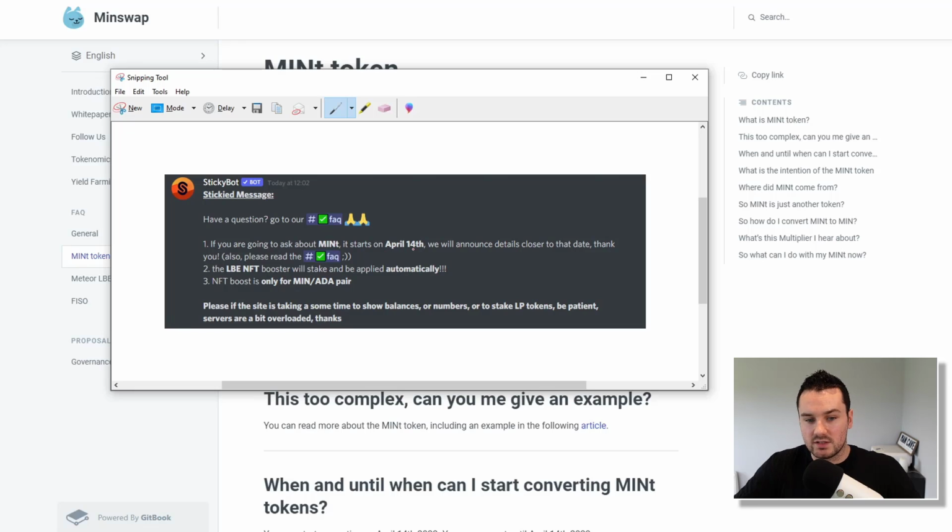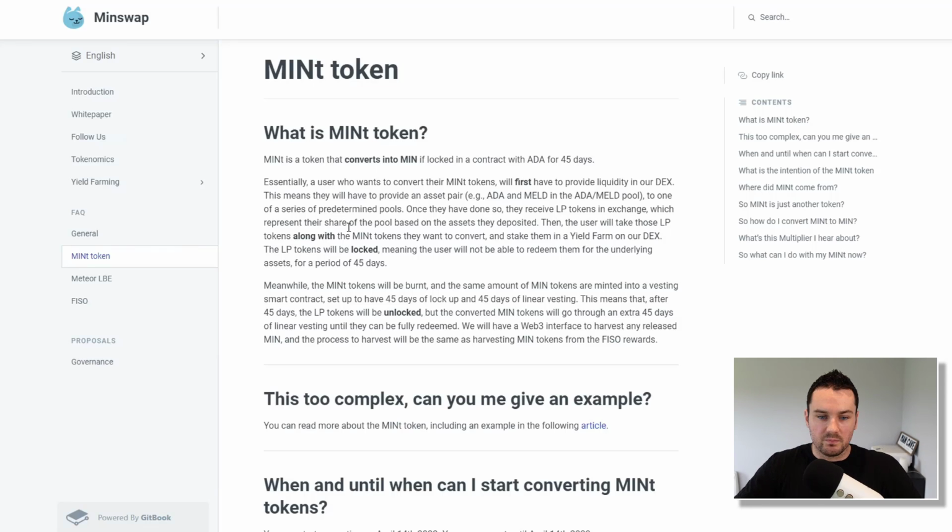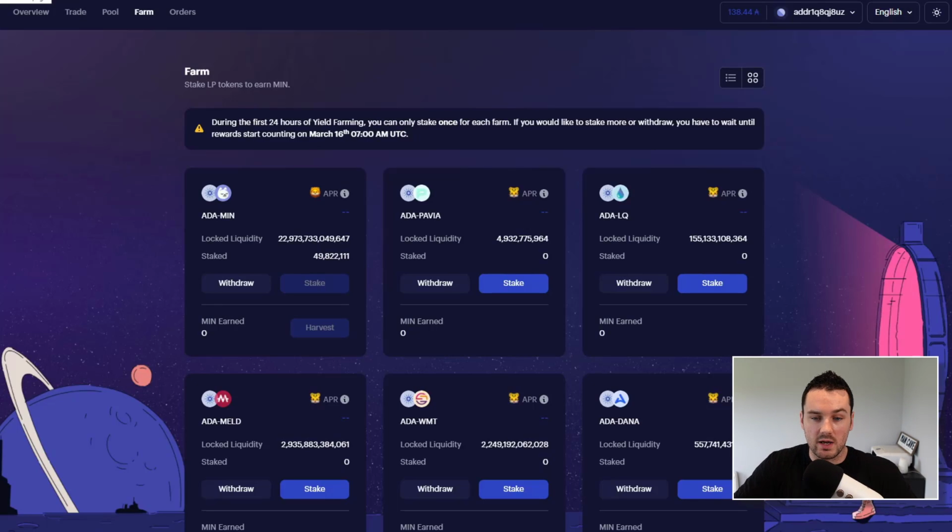So people asking about MINT T, it starts on April 14th. There will be more details of that coming up fairly soon as well, I would say. And clarifications as well: the LBE NFT is applied automatically, as you've seen when I went through the process there. And then the booster is only for the MIN ADA pair. So then on MINT T, that's going to open up on April 14th. There will be vesting schedules and locking periods. You can see here 45 days mentioned. I'm not going to get into that because we're still a month out from that, but I will cover that fairly soon as well. Any questions, anything I've missed in this, please do let me know.